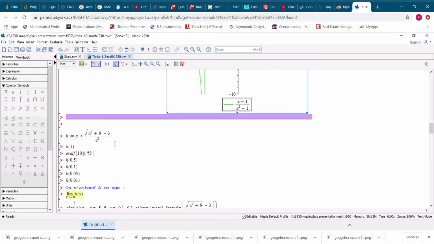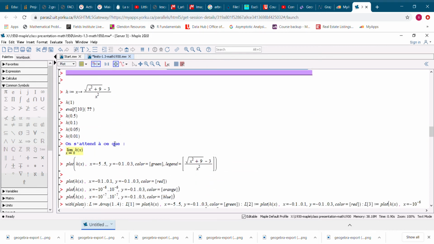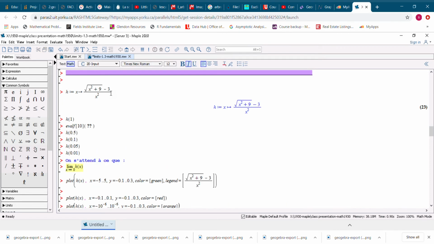Let's continue with another function. The first function was defined everywhere, no problem. The second is not defined at the value x equal 1, but it has a limit behavior. Let's look at this one. This one also is not defined at 0. Let's see what is happening when x is close to 0.